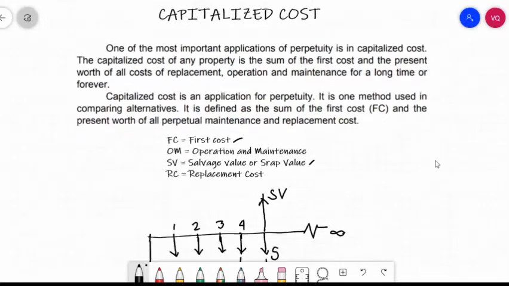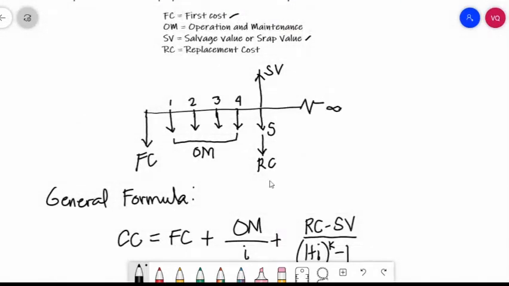And we have the replacement cost. So are we going to replace it or are we going to buy another machine? For this, we have the cash flow diagram. At first, you have the first cost or initial cost of the machine. And on its operation and maintenance, we have an annual maintaining cost, and this is in infinity. And this S here is the difference between the replacement cost and the salvage value.